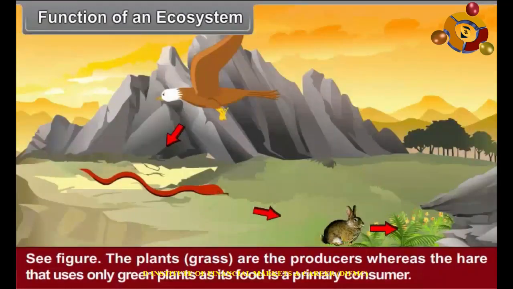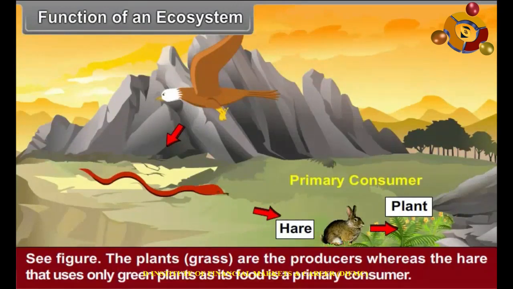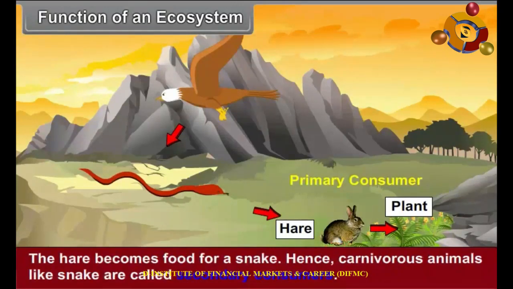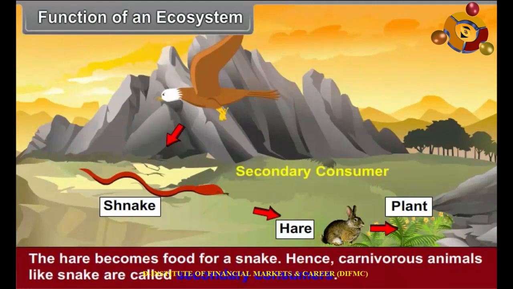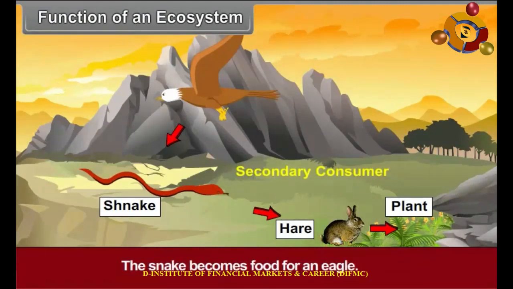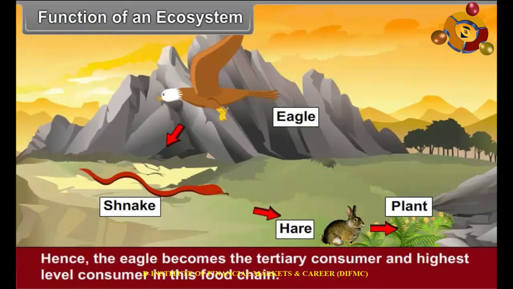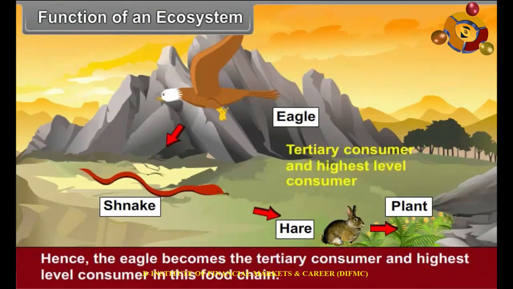See figure 11.2. The plants, that is, grass, are the producers, whereas the hare that uses only green plants as its food is a primary consumer. The hare becomes food for a snake. Hence, carnivorous animals like snakes are called secondary consumers. The snakes become food for an eagle. Hence, the eagle becomes the tertiary consumer and the highest level consumer in this food chain.